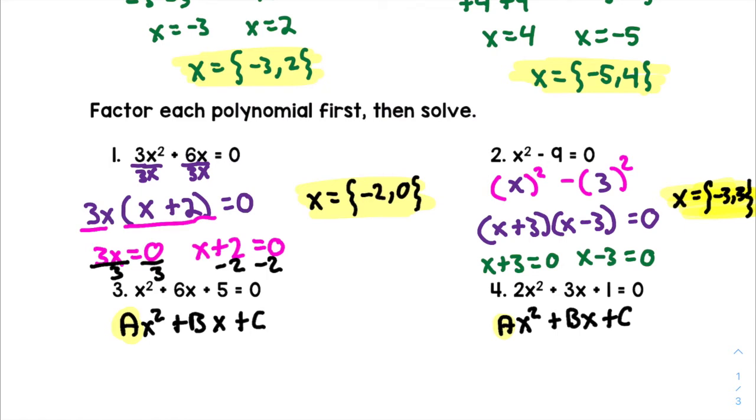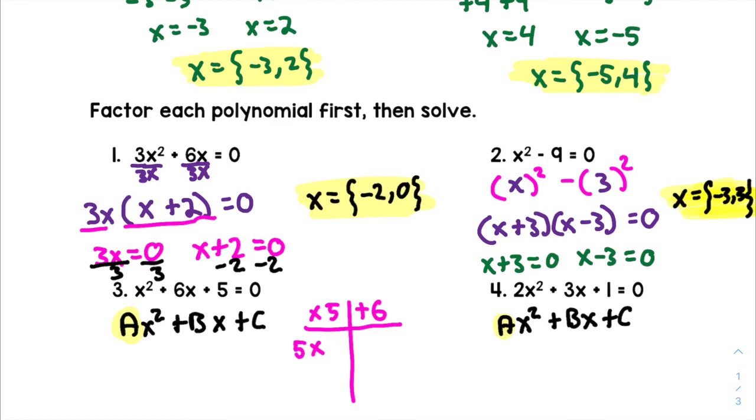We know when we have a trinomial and the leading coefficient, or a, is 1, we need to find 2 numbers that have a product of c, which in this case is 5, and a sum of b, which in this case is 6.